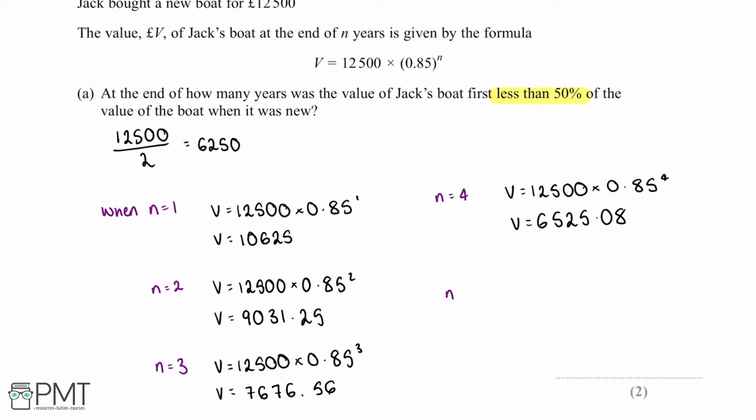6,250. So if we substitute in n equals 5, V will be equal to 12,500 multiplied by 0.85 to the power of 5. And this gives us that V is equal to £5,546.32. Now as we can see, the value is now less than £6,250. And if n is equal to the years, then this means that the year that the value of Jack's boat first went less than 50% would be at the end of year 5. So this is our final answer.